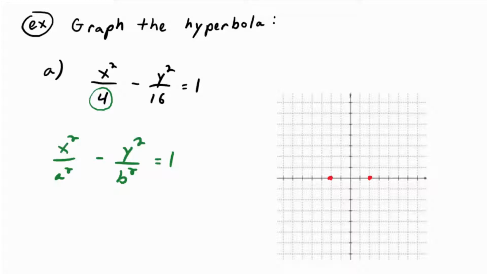So I'll say it this way. a squared in this case is 4, which means a equals 2. I'm ignoring the plus or minus because I consider a length. So you go left and right, plus and minus 2 from the center. Okay, then you're going to go up and down how far? The square root of the number underneath y squared. So b squared is 16, which means you go up and down the square root of that number, which is 4. So up and down, 1, 2, 3, 4.